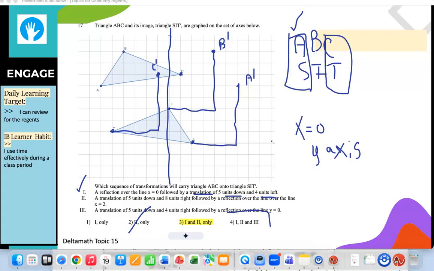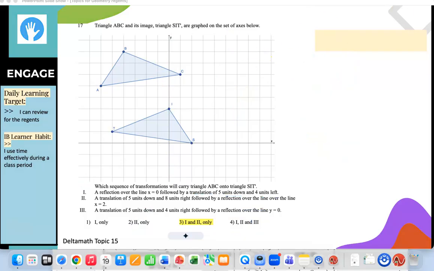Notice how 4 has 1, 2, and 3. So if we could eliminate 3, we're basically done in a sense, right? Because it says 1, 2, and 3. So if we eliminate 3, that would lead us to our answer. So let's go through that answer choice.